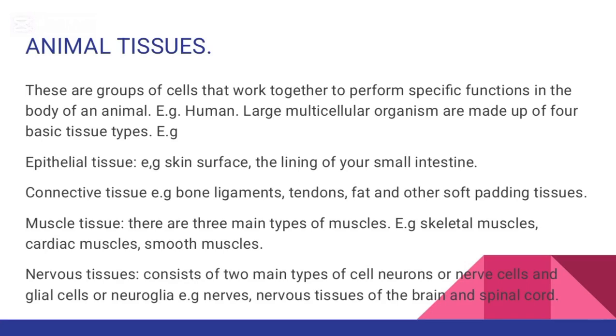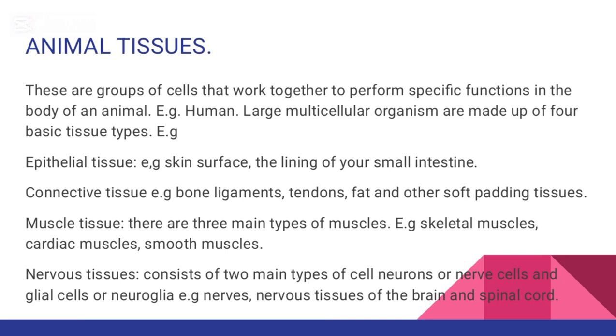These are groups of cells that work together to perform specific functions in the body of an animal. An example of an animal with these animal tissues is us, human beings. Large multicellular animals, we are made up of four main types of animal tissues. The first one is the epithelial tissue. This is the skin on your body and your small intestine.